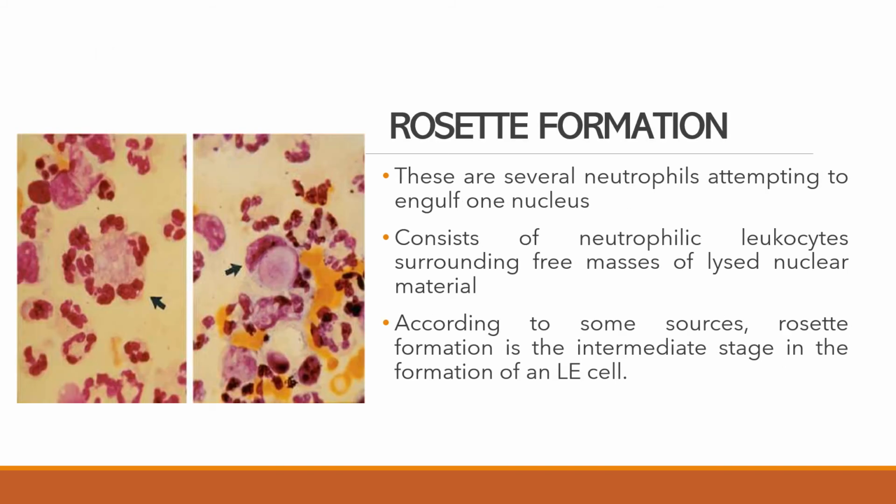Sometimes in the examination of peripheral blood smears for LE cells, we can see rosette formation. These are several neutrophils attempting to engulf one nucleus, consisting of neutrophilic leukocytes surrounding free masses of lysed nuclear material. According to some sources, rosette formation is the intermediate stage in the formation of the LE cell.